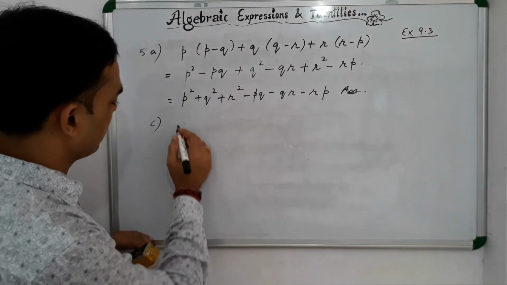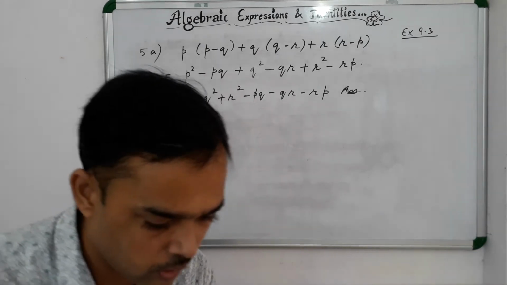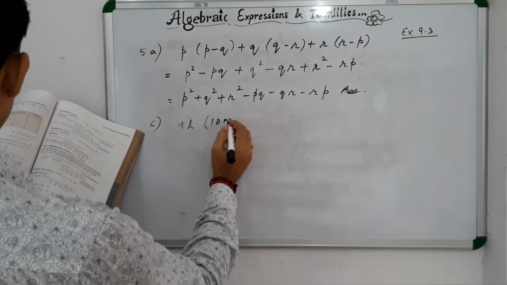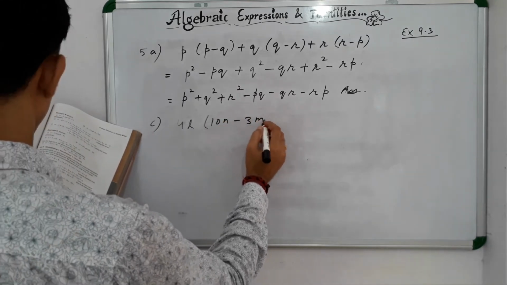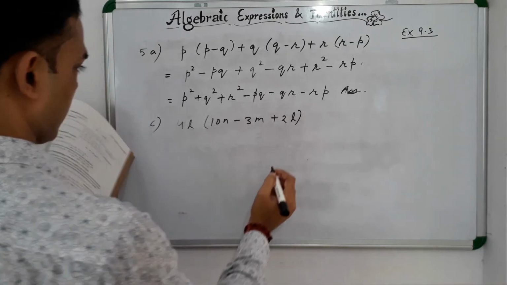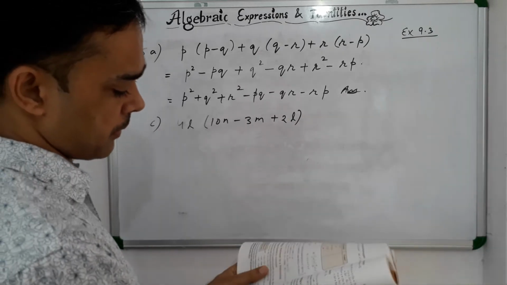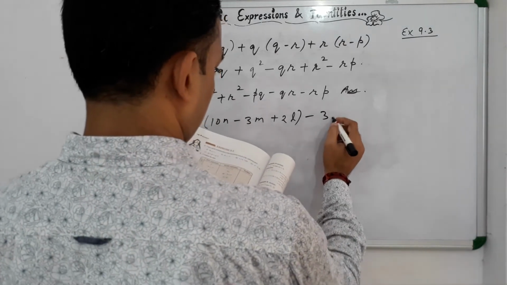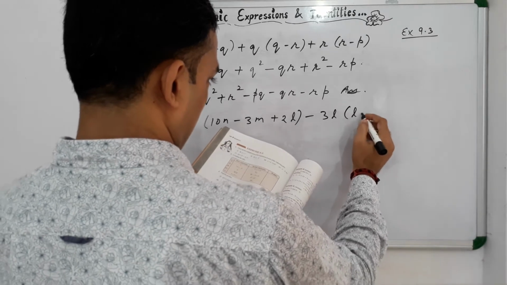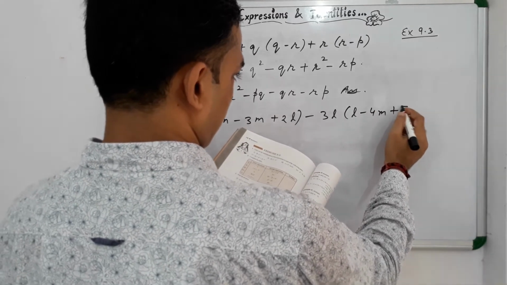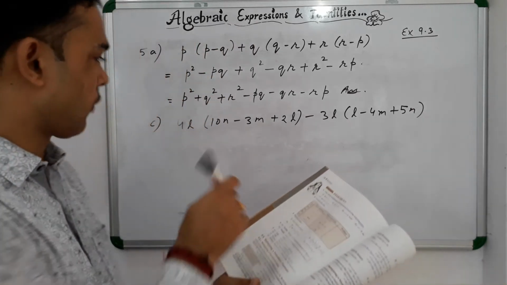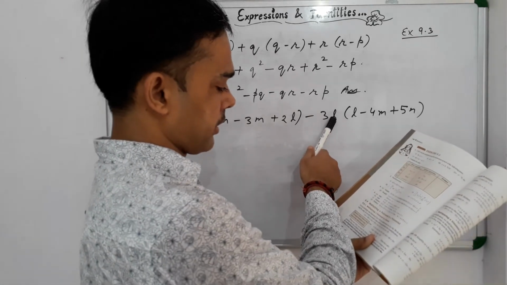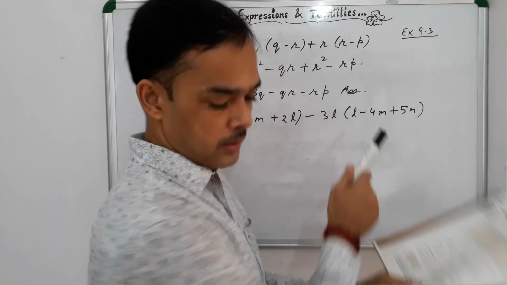From 4L in bracket 10N minus 3M plus 2L, this has to be subtracted by 3L in bracket L minus 4M plus 5N. Okay, so 4L 10N minus 3M plus 2L. Here it is 3L L minus 4M plus 5N.